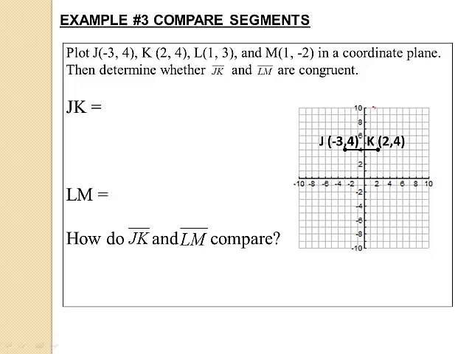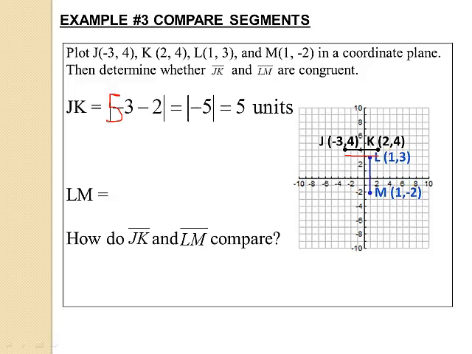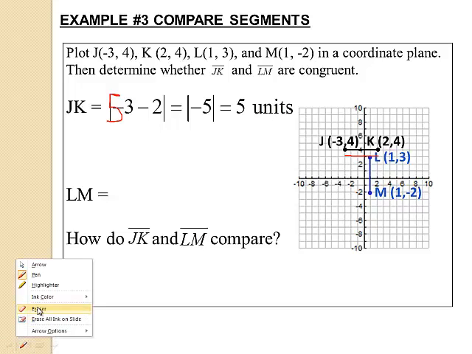We have this. Now, there is a complicated way of figuring this out. I like to just count. So I say, okay, well, I've got 1, 2, 3, 4, 5. So JK's length is 5. So what about LM's length? Well, now we have to actually plot LM. So we have L is the point (1, 3). And M is the point (1, -2).